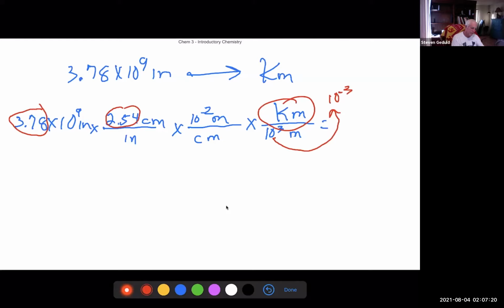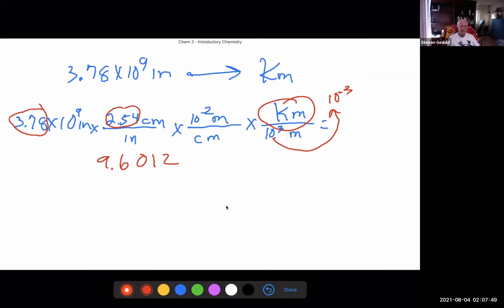And we're going to say 3.78 times 2.54. And that's going to equal 9.6012. Like we talked about yesterday, we're only good to 3 significant digits because we multiply and divide. Okay, we take the number with the least amount of significant digits. Adding, subtracting, we take the least accurate number.